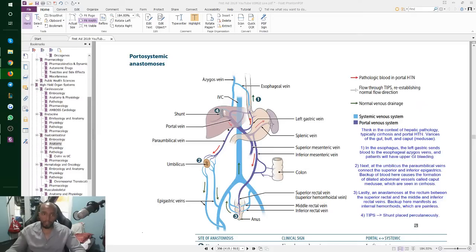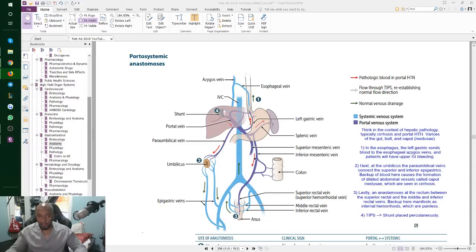So if there's ever an issue in the portal vein for whatever reason whatsoever, you can get pathological blood flow because of portal hypertension, right? And that pathological blood flow is the red arrows. So you can see now you have blood coming down to the umbilicus in your paraumbilical vein, and that's going to be the one that you're going to see in number two. In number one, you have blood coming from your left gastric vein into the esophagus area, right? So that's how you get your esophageal varices.